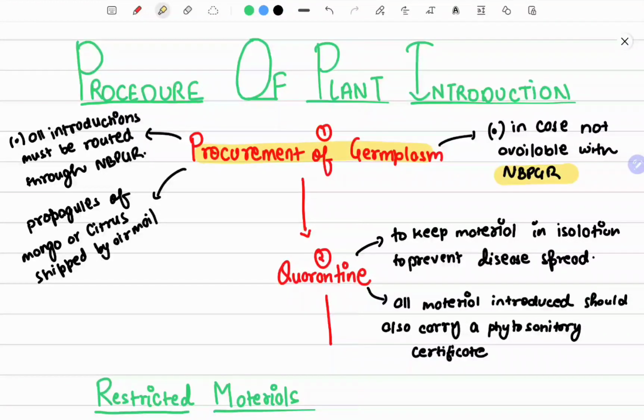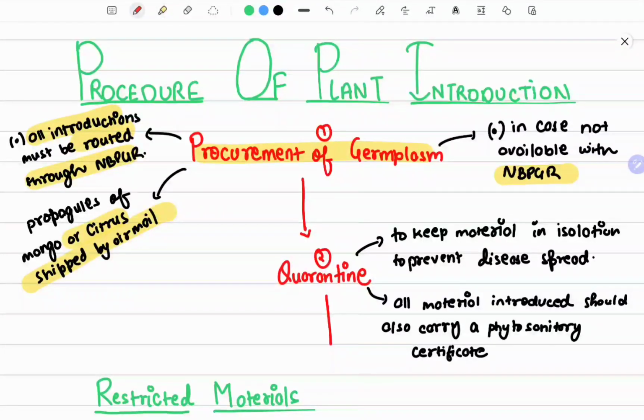NBPGR does not have that germplasm, so they procure it through various sources like gifts. Some countries or organizations gift those materials to our country through India, and mostly the germplasm is gifted, not imported. The second method is through import. All introductions must be routed through NBPGR. It's an important question. Propagules of mango or citrus are shipped by air mail.